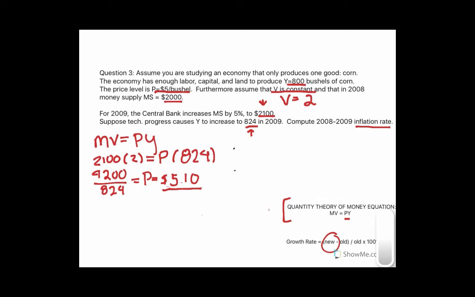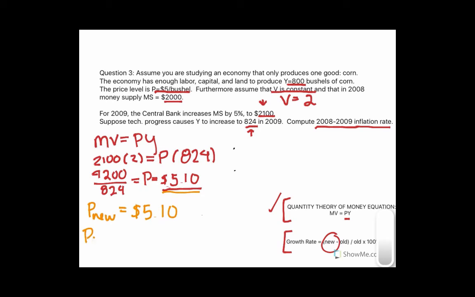Alright, so we've already used this equation down here, so now it's time to move on to the second equation. So how do we calculate our inflation rate? Computing the 2008 to 2009 inflation rate. Again, we're going to use this growth rate equation, which allows us to plug in our new and old prices and figure out our inflation rate. So I'm going to switch to orange here to represent the second part of the problem. What was our P new? Well, that was from right up here, 5.10. That's what we just solved for.